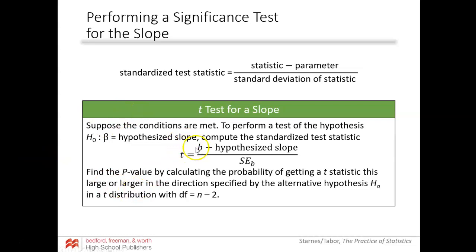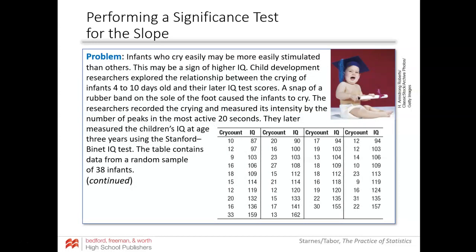So you take your sample slope minus the hypothesized slope, and you divide it by the standard error for slope. Again, we're going to rely heavily on computer output for these. And actually, I think you'll be even more excited about the computer output here.